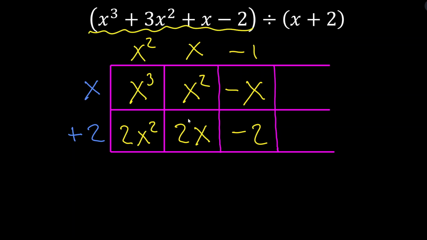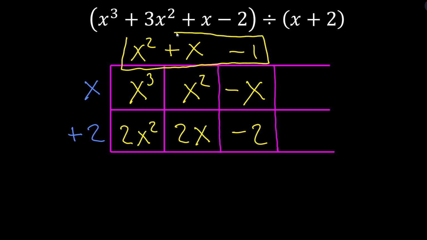X cubed, 3x squared, x minus 2. And what we've just shown using this area model is that what do we multiply x plus 2 by to get this dividend? Well, that's x squared plus x minus 1. X squared plus x minus 1 times x plus 2 equals exactly what we started with. And so that's our final answer here. This is the quotient, x squared plus x minus 1.